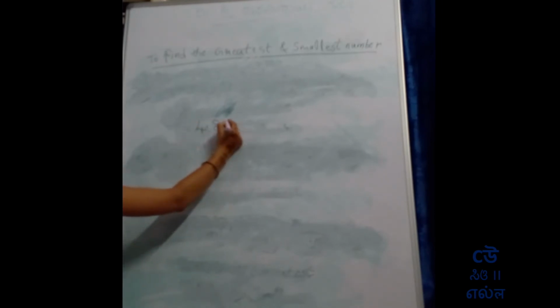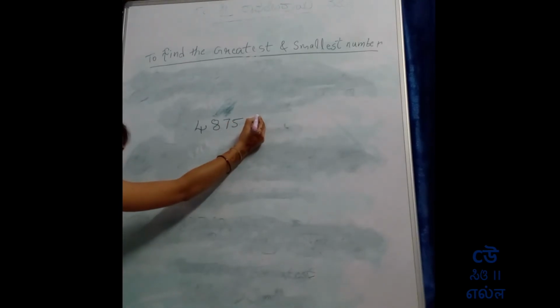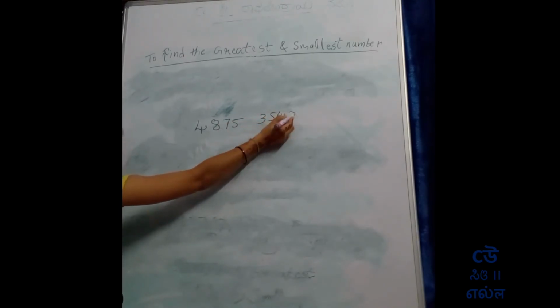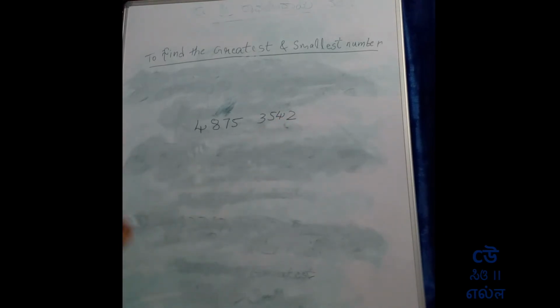Now, just for your revision, I'll consider two numbers, okay? That is 4,875 and 3,542. This is also not very difficult. You can easily solve this. We have two numbers. The first step, what I told you, is we'll write how many digits we have in each number.